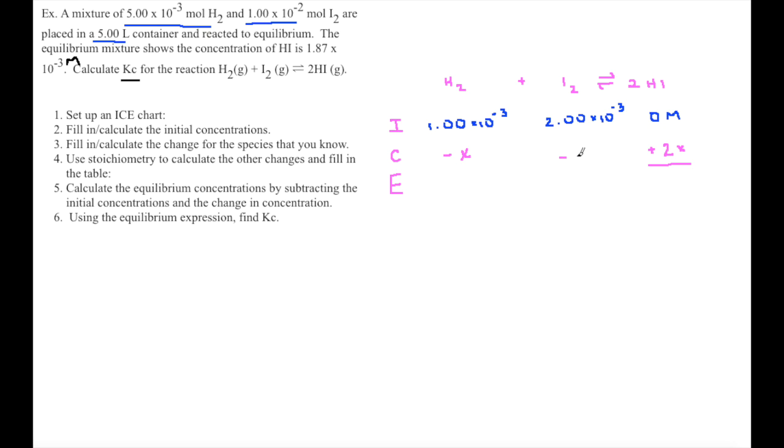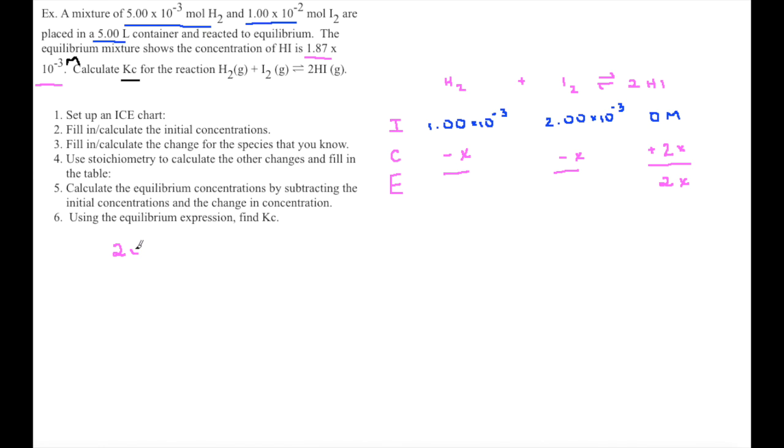And again here, this is going to be minus x. Okay, so I'm first actually going to solve for x. And the way that I can do that, I know that the equilibrium concentration of HI must be equal to 2x. Well, I actually already know the equilibrium concentration of HI. It's 1.87 times 10 to the negative third. So I can calculate my x.